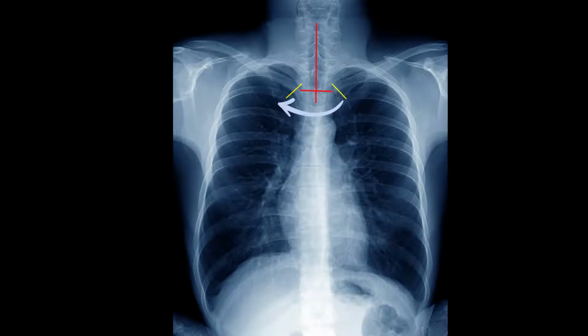We say that a film is rotated if the difference between the medial heads of the clavicle and the spinous processes is unequal between either side. Rotation is important because in a film that is rotated, you may not be able to identify the structures correctly, and there is a chance that various findings will not be picked up.